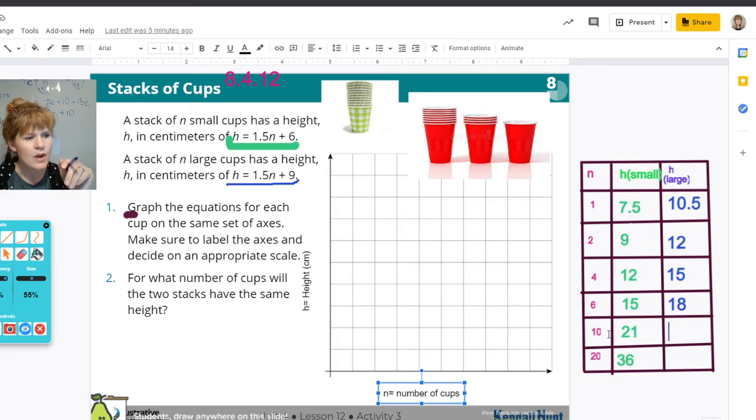Look at the pattern. When n equals 10, it's 1.5 times 10 plus 9. So that's 15 plus 9. That's going to be 24.